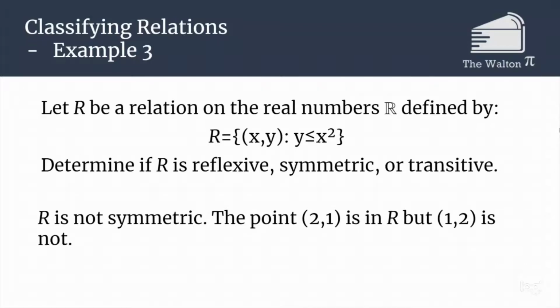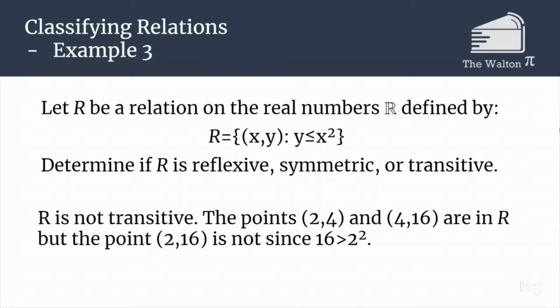We can also say that R is not symmetric. We can find that the point 2, 1 is in R because 1 is less than or equal to 2 squared, but 1, 2 is not in the relation because 2 is not less than or equal to 1 squared.